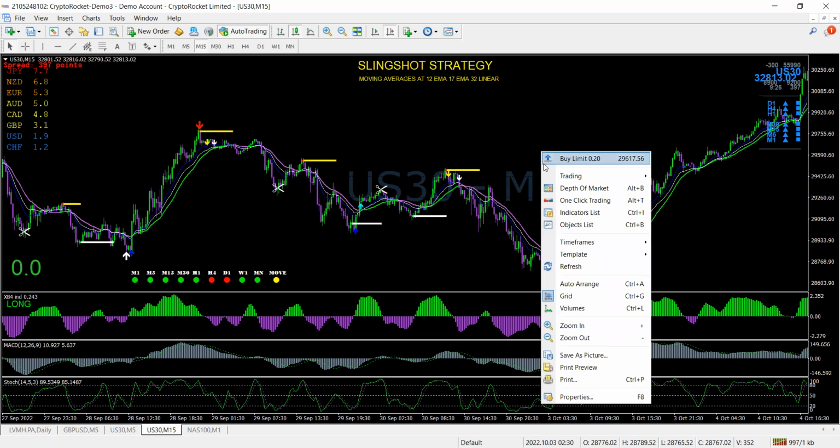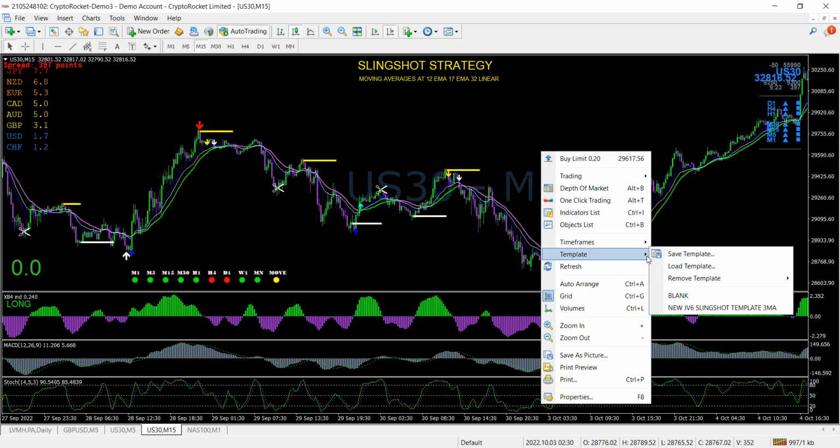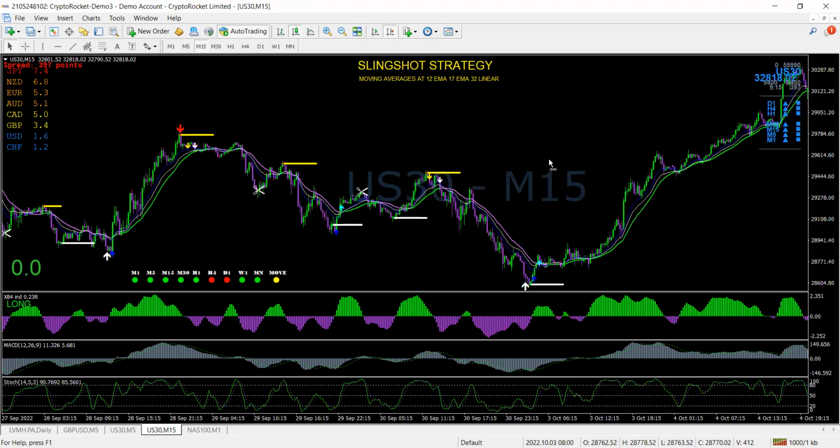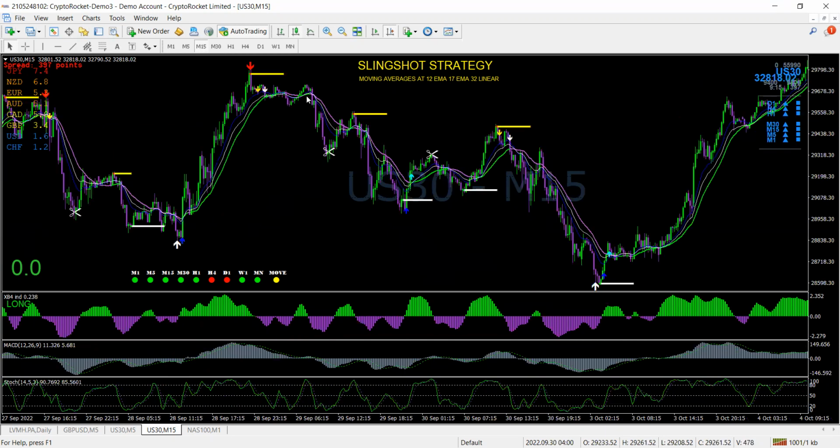If you right click your mouse and scroll down to template, you should be looking for a template that is called JV6 Slingshot Template 3MA. That is what we're going to be going over today. Now, the moving averages that we use is we use a 12 EMA, which is your blue, a 17 EMA, which is your white, and a 32 linear weighted moving average, which is your green and purple.